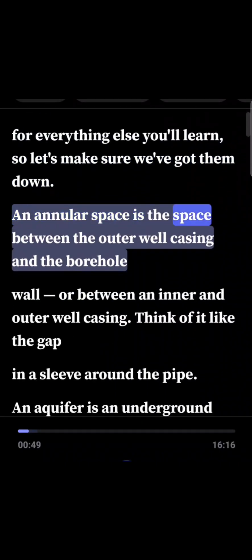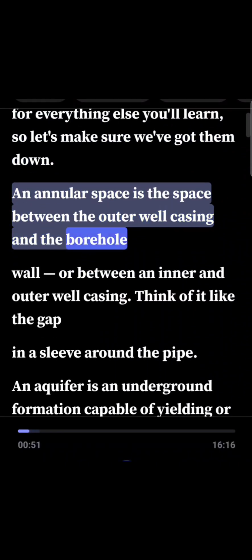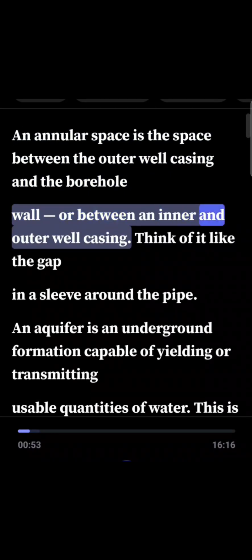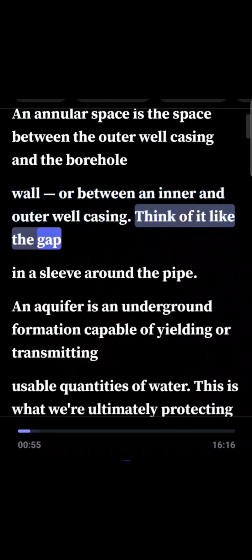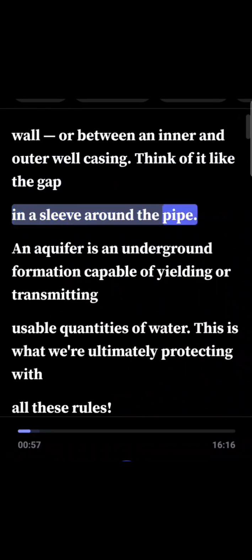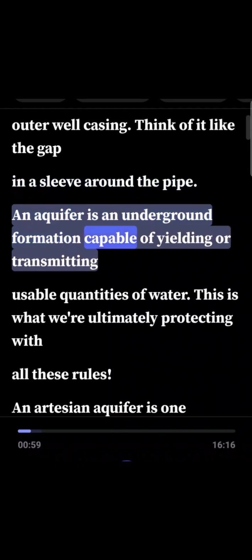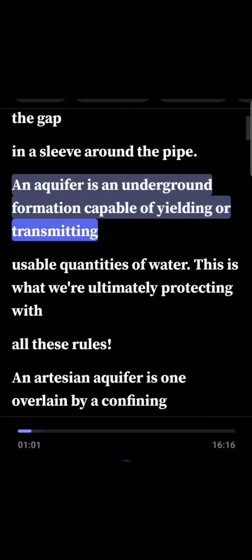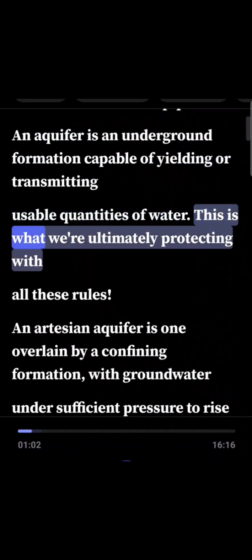An annular space is the space between the outer well casing and the borehole wall, or between an inner and outer well casing. Think of it like the gap in a sleeve around the pipe. An aquifer is an underground formation capable of yielding or transmitting usable quantities of water. This is what we're ultimately protecting with all these rules.